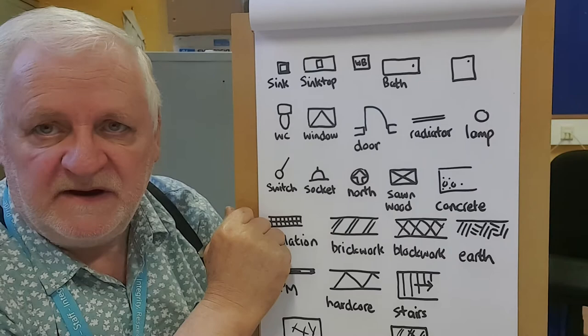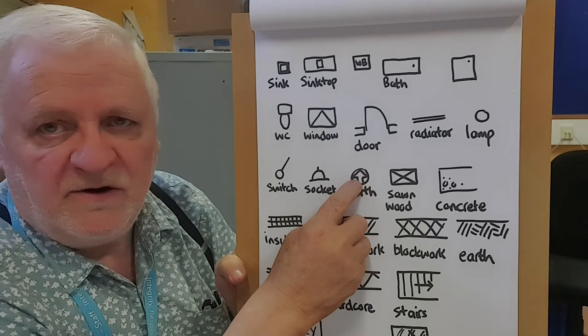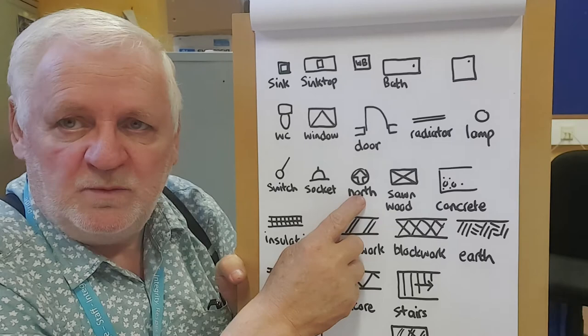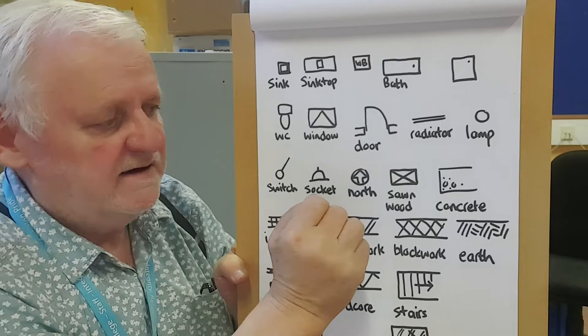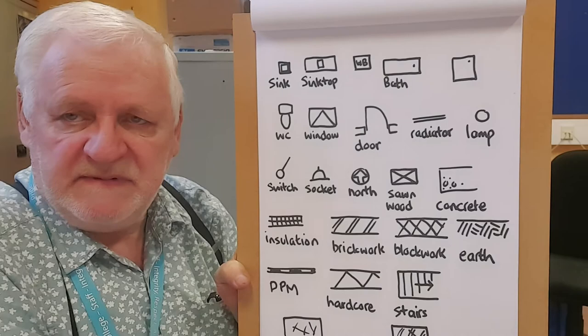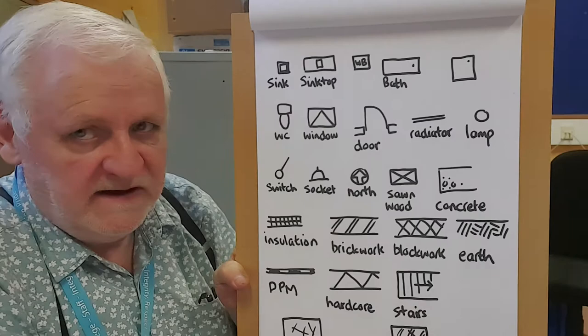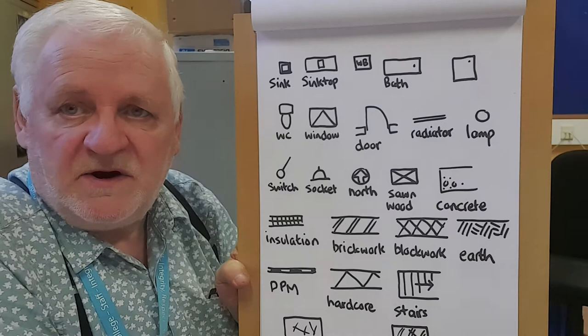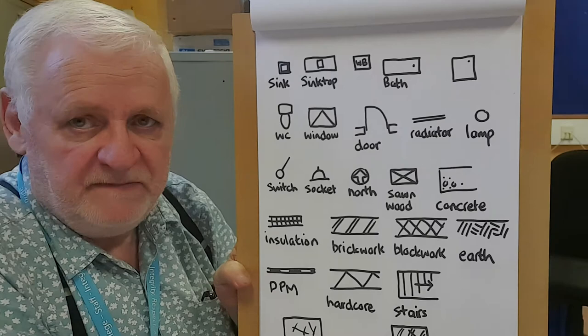If you see a plan that has an arrow in a circle, it doesn't matter which way it's facing, that's indicating which way is north. So you might want to change the plan around so that you can see which way is north. If you see a box with a cross in the middle like that, then that means it's wood, but it's wood that's been sawn, it hasn't been planed. And if you see a block like this with lots of circles and then little dots, that means concrete. Now you see how all these things are so very interesting and significant.